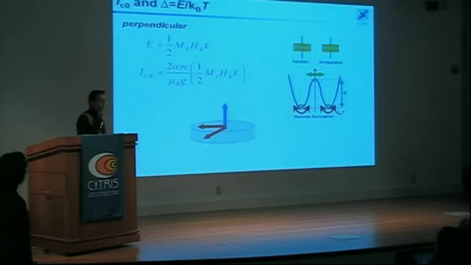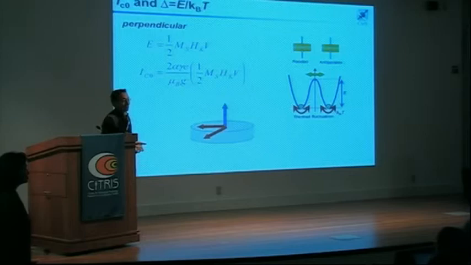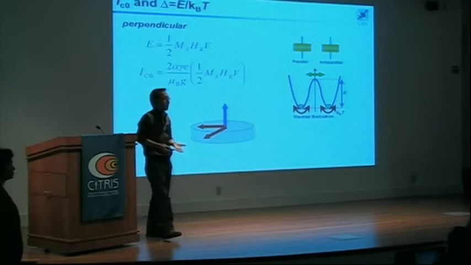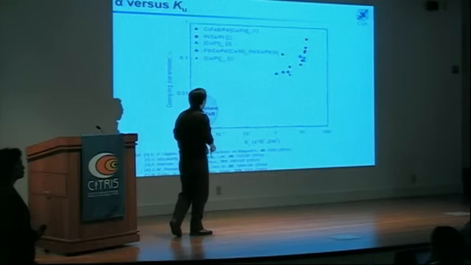But even the alpha you're talking about, when you go to perpendicular anisotropy, the alpha is not low. Based on your paper, you show the alpha is pretty high for perpendicular material compared to... I know, it's a challenge.